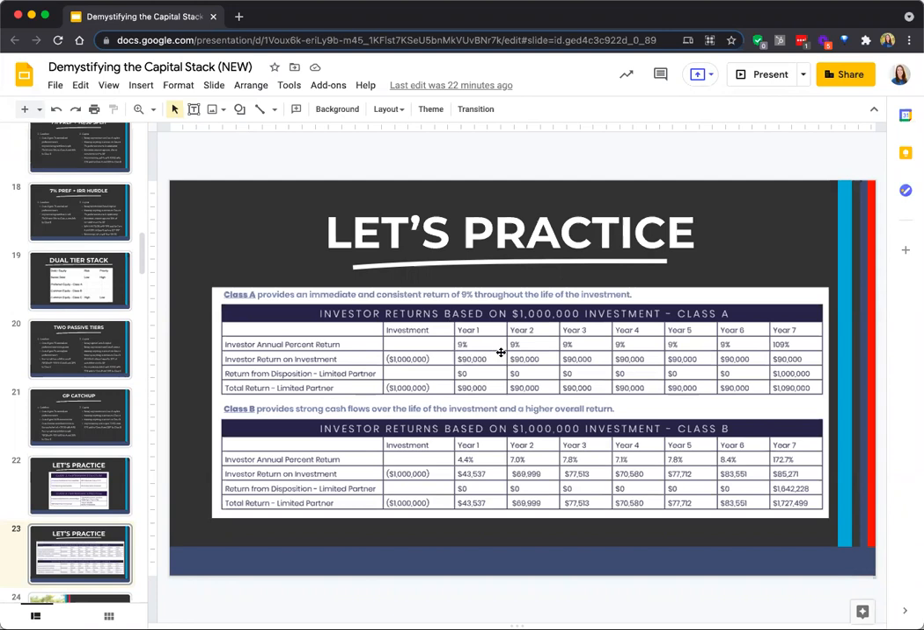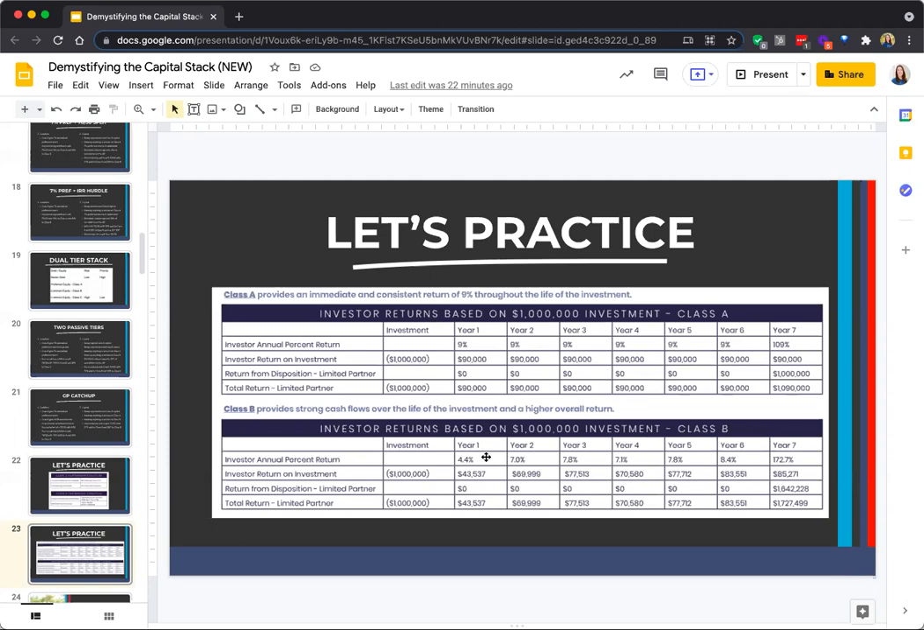Here, we can see where our Class A is making 9% straight cash flow straight across the board. They're getting no return of disposition. So essentially, on a 9%, let's say if this was only going to year 5, that's like a 1.45x equity multiple. This is a little bit bigger because it's going on to year 7.